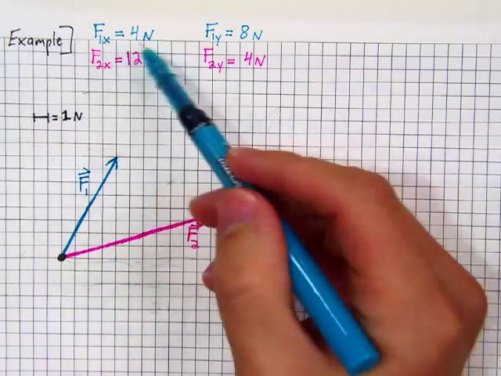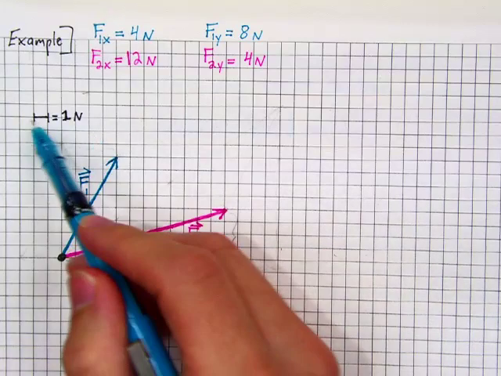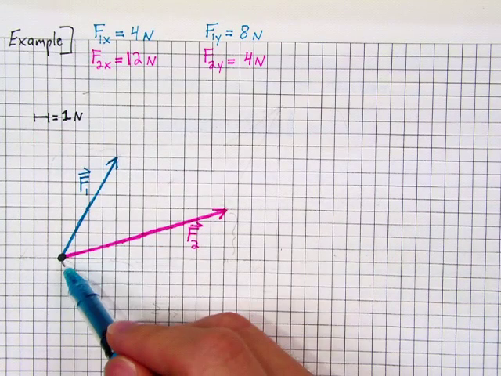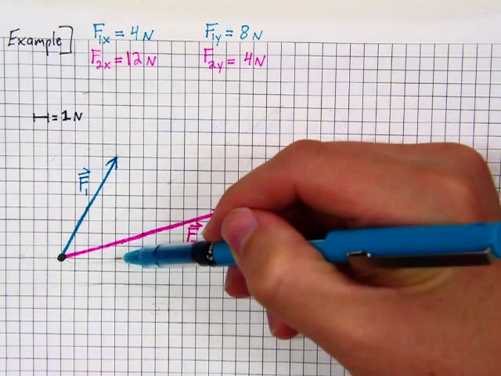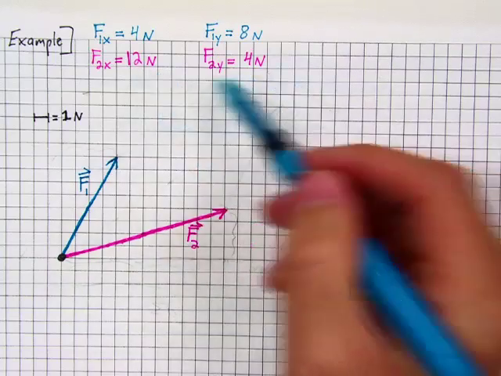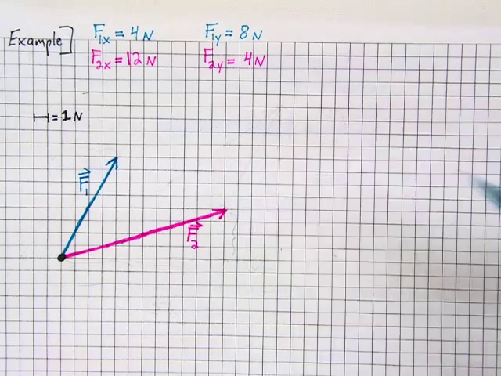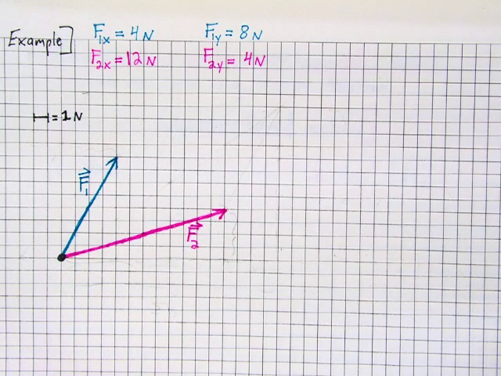F1 has x component 4 newtons and y component 8 newtons. On this scale, one grid space is 1 newton, so that's 4 newtons this way by 8 newtons that way. Force 2 here has x component 12 newtons, y component 4 newtons, so 12 newtons this way, 4 newtons that way. We want to add these two vectors and get a numerical result for the net force.